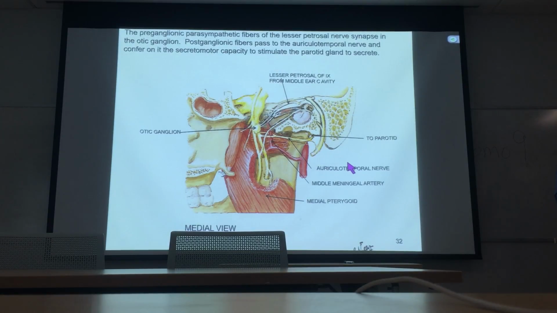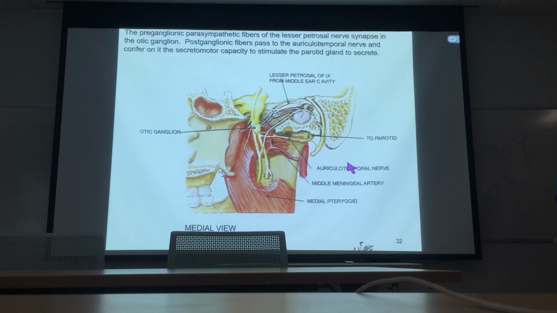Oh, this will work. So what happens is, here's where the otic ganglion is. So typically this is the pathway that those fibers take. This has a little bit to do with the ear. So here, good, I've got this on it. So here's the facial nerve. Here's the facial nerve going through the facial canal.